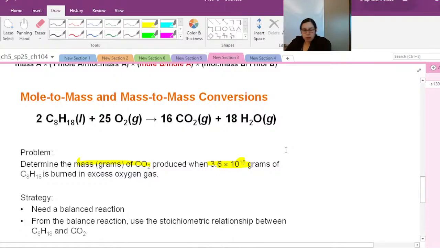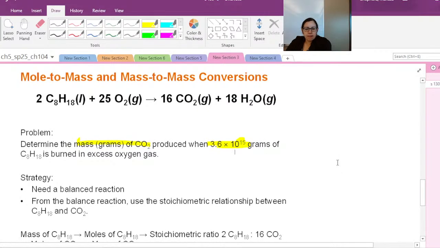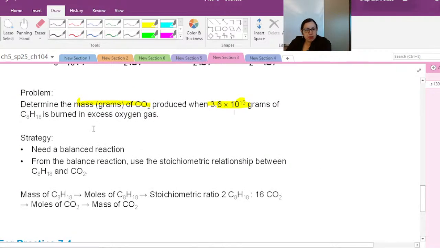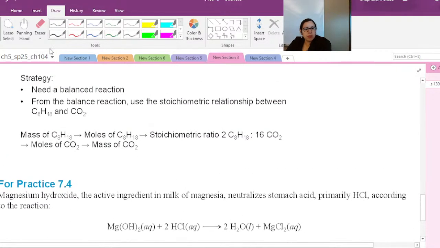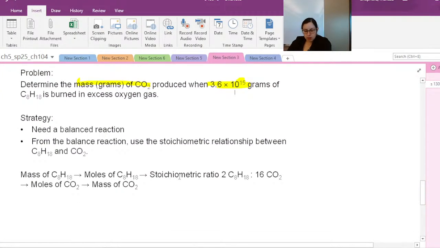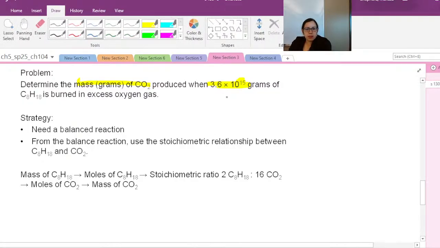So how's our problem coming along? And so this outlines our strategy at least, but then y'all can walk me through the math and help me, because we probably are missing some things, right? So we're starting off with 3.6 times 10 to the 15 grams of octane.